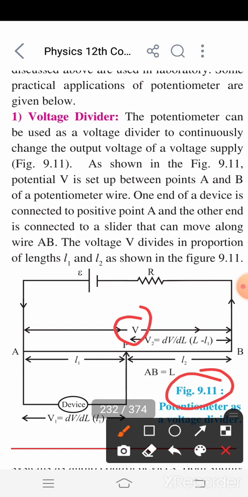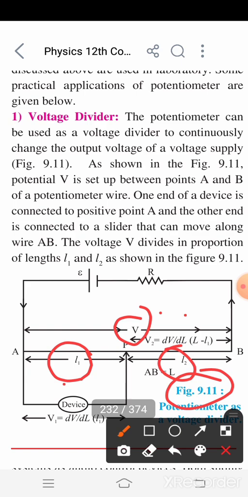This figure 9.11 shows the voltage divider arrangement of a potentiometer instrument, where a potential V is set up between points A and B of the potentiometer wire. One end of the device is connected to the positive end, that is point A, and the other end is connected to the slider or jockey that can move or slide along wire AB. The voltage V divides in proportion to lengths L1 and L2 as shown in the figure.